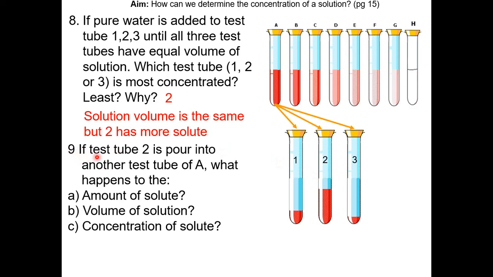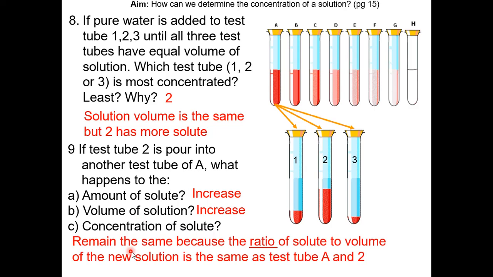Question 9. If test tube 2 is poured into another test tube of A, what will happen to the following? The amount of solute will increase, the volume of solution will also increase, the concentration of the solute will remain the same because the ratio of the solute to the volume of the new solution is the same as test tube A and 2. Hopefully, now you have a better understanding about concentration and how it's related to the ratio of the solute and the volume of solution.